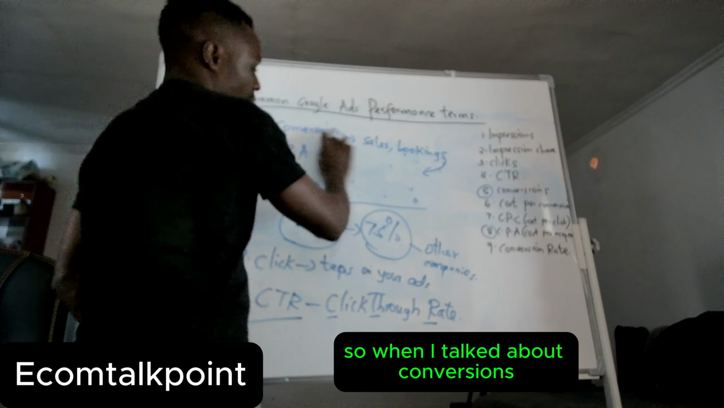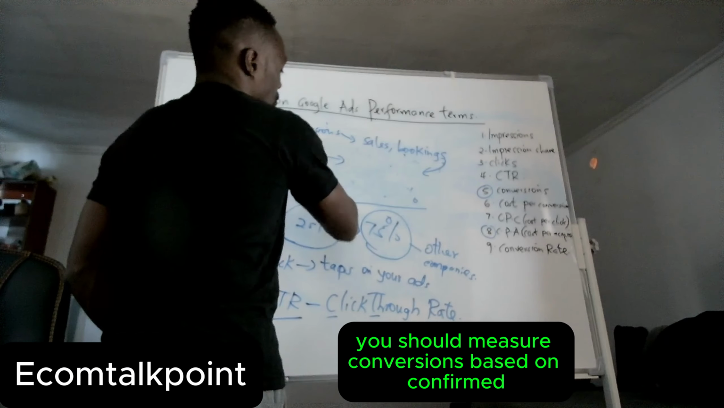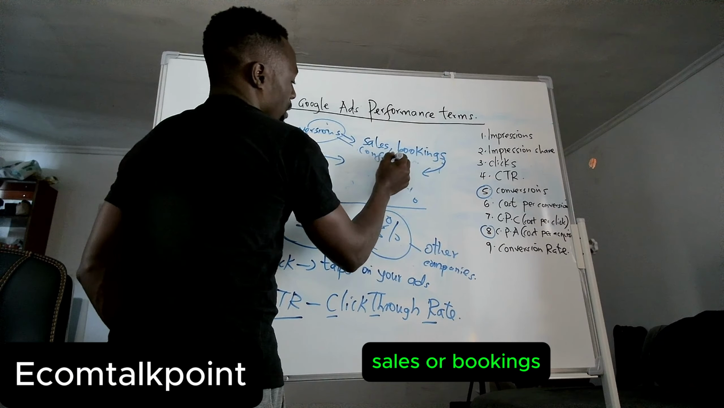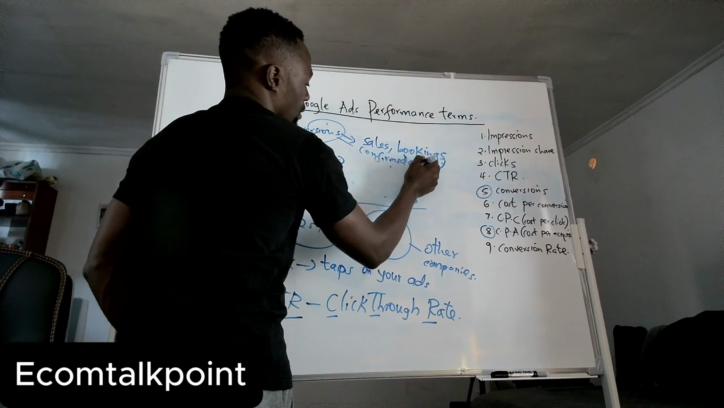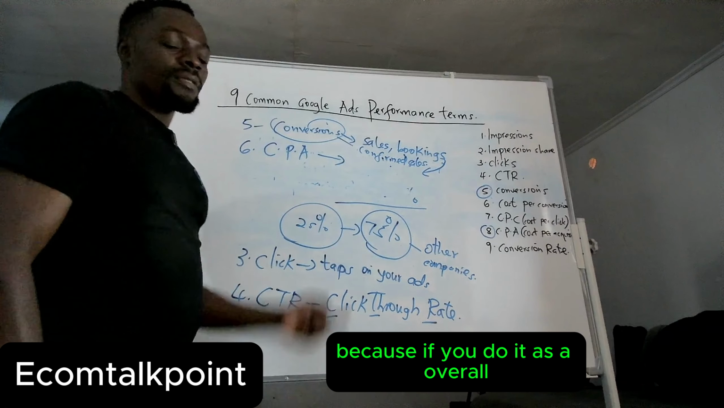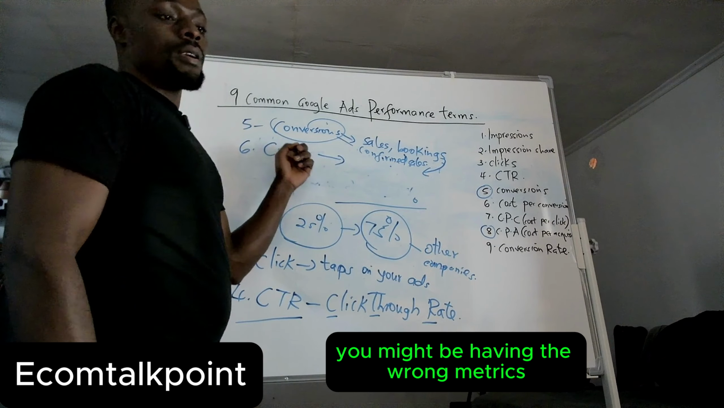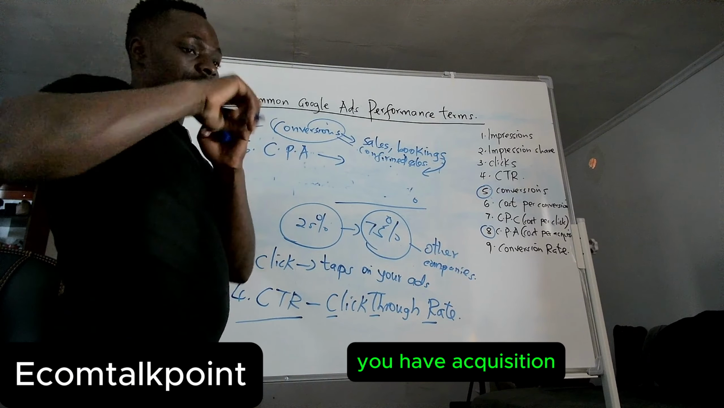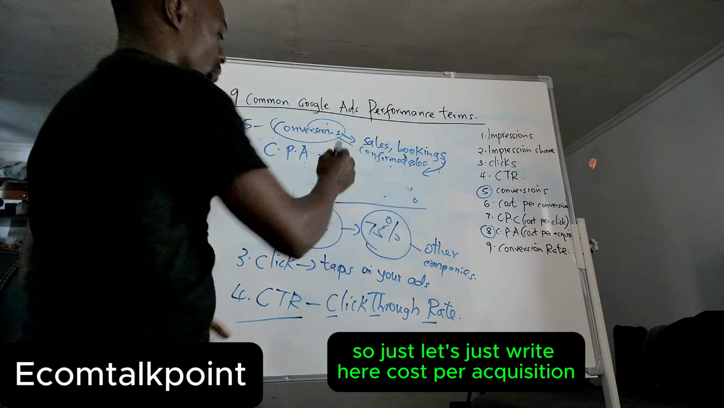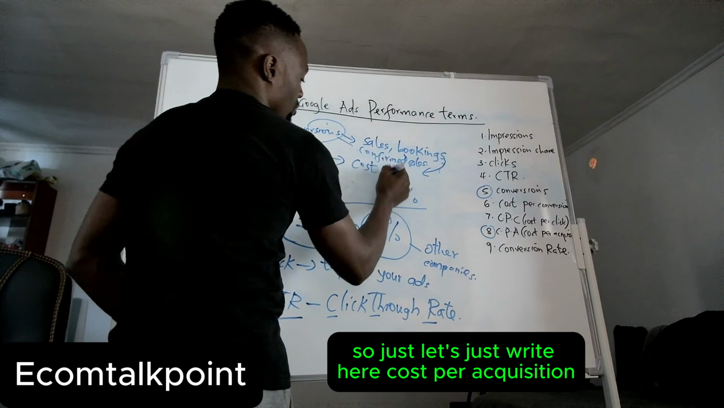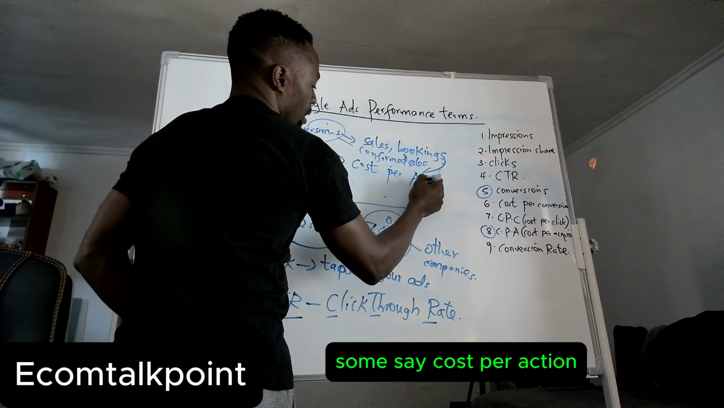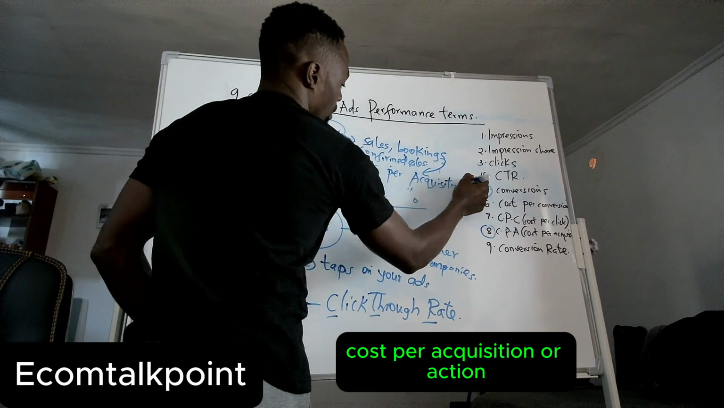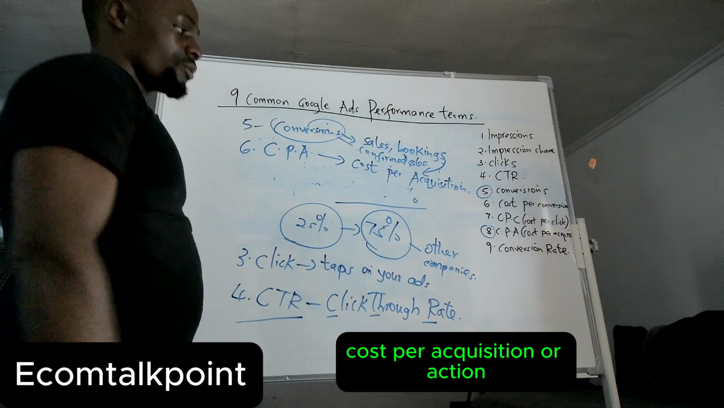So when I talked about conversions, in most cases you should measure conversions based on confirmed sales or bookings, because if you do it as an overall, you might be having the wrong metrics. So CPA, cost per acquisition, you have acquisition, which are raw leads, and you have confirmed leads. So let's just write here cost per acquisition. Some say cost per action, cost per acquisition, or action.